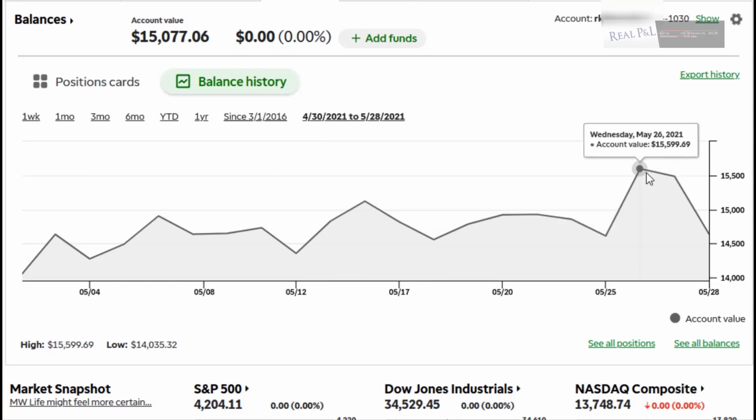We got it up here. This is kind of a bad tick because you can see that we ended at $15,077, and I'll show that to you also in my other view inside TOS, that the ending balance for the month is $15,077.